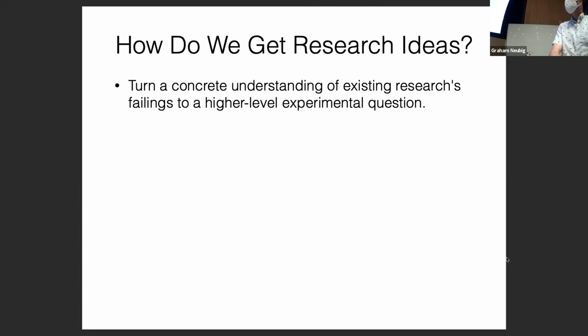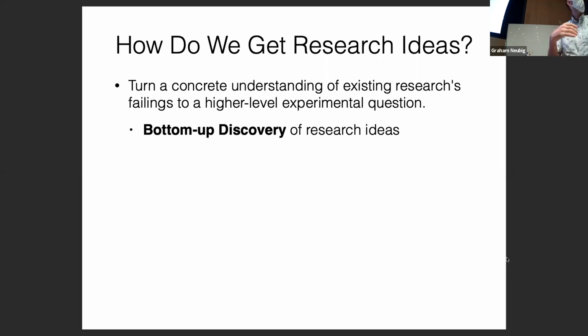there's basically two ways to think about this. So one way is to turn a concrete understanding of existing research's failings into a higher level experimental question. And this is what I like to call bottom-up discovery of research ideas. I'm going to talk a little bit more about this in a second, but basically the idea is you take an existing model, like for applications-driven research, you would take an existing model and figure out where it fails, and then try to rectify those failings.